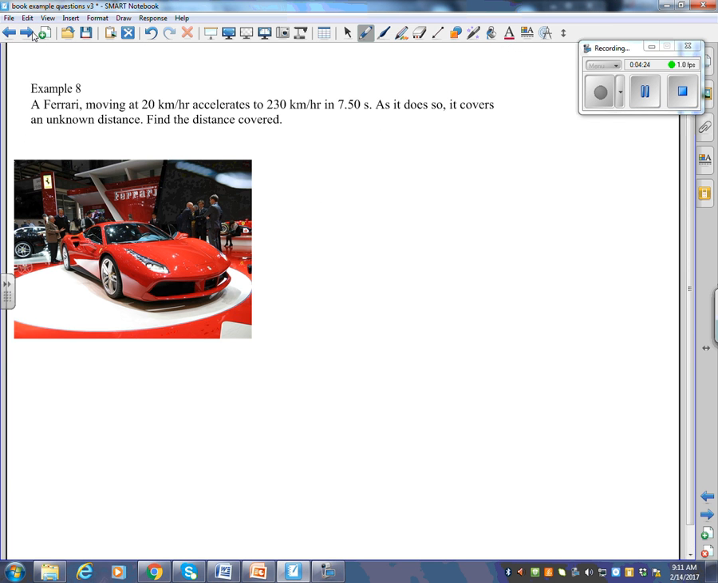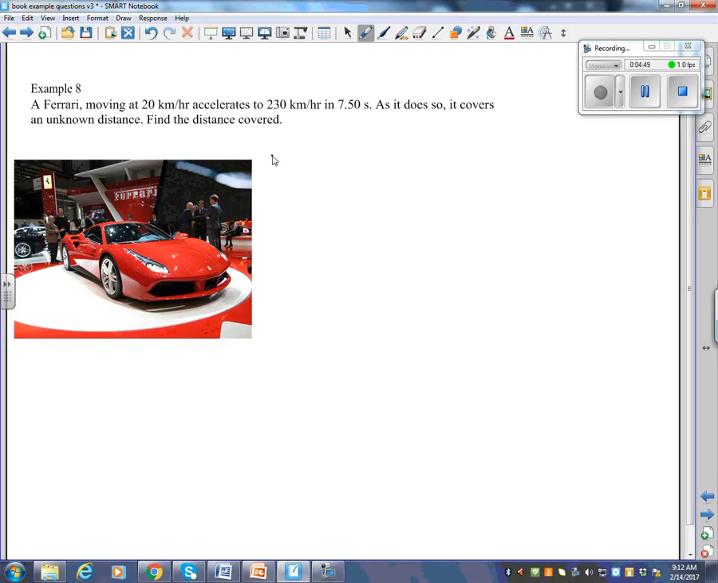Okay, here we have a Ferrari moving at 20 kilometers an hour that accelerates to 230 in 7.5 seconds. As it does so, it covers an unknown distance. Find the distance covered. This seems to me to be virtually the same question, doesn't it? What's different about it? It's a Ferrari. And there's an initial velocity. Other than it's a different kind of car. That's right. So really, it's going to be exactly the same thing.